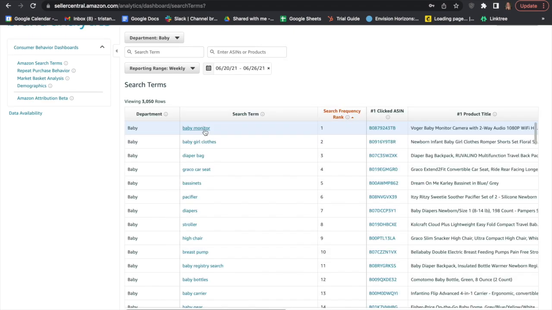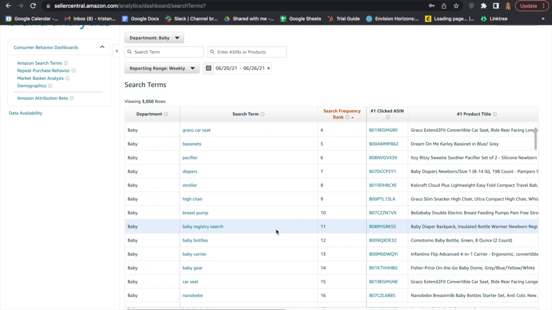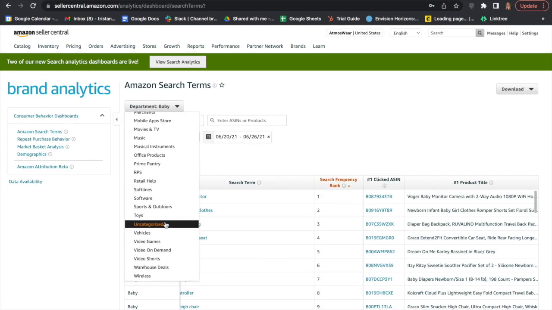Baby monitor is the number one search term during Prime Day last year, so I think we can expect that to be a popular search again. Other repeats, we are seeing diaper bag, bassinets, diapers, high chair. So we have some repeats, but we also have some new searches pop up as well. We can look at other categories.